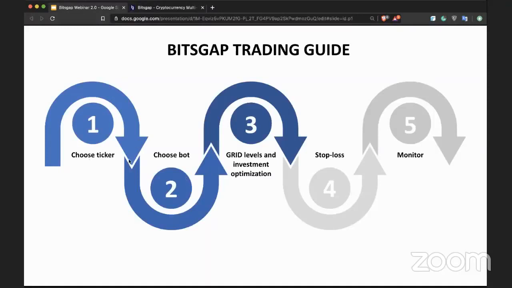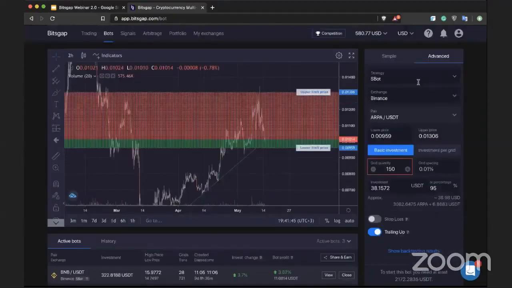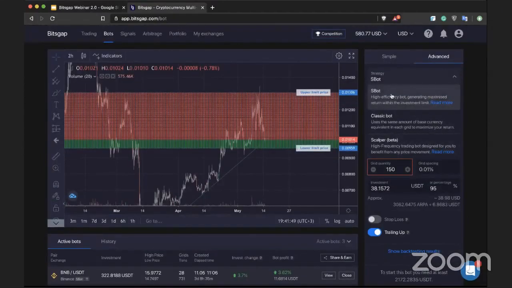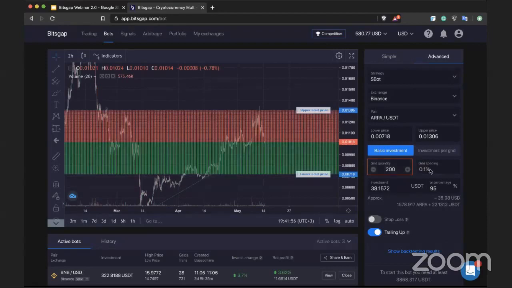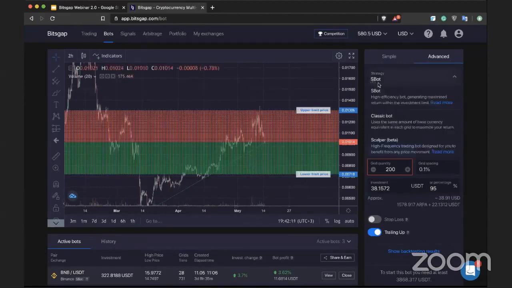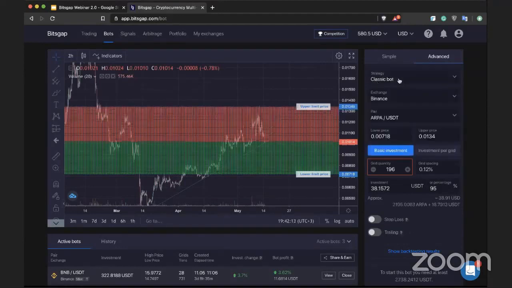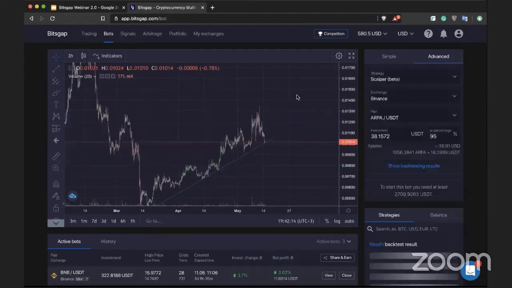Right after that, you choose the bot, and here I have SBot, Classic Bot, and Scalper. With SBot, as I mentioned, you have the total grid quantity of 200, and the minimum grid spacing is 0.1. It also has some other features, like it avoids extreme volatility situations and extreme pump and dumps. I have some examples to show. Or you can also use the classic bot, the regular one, and you can use the scalper.